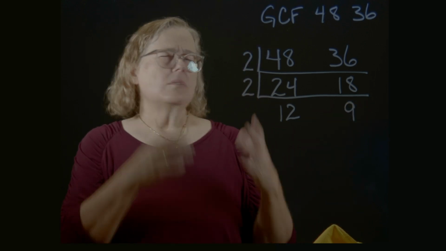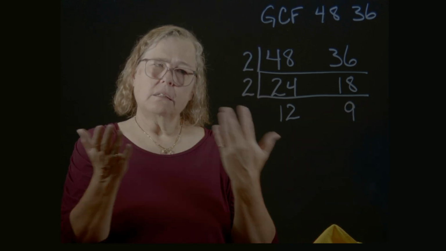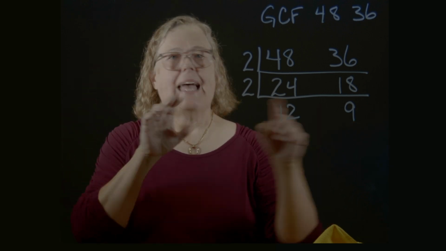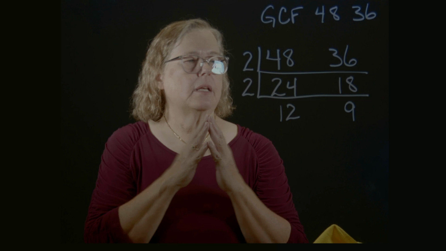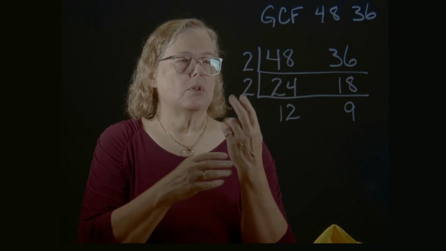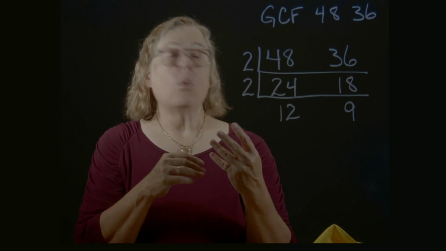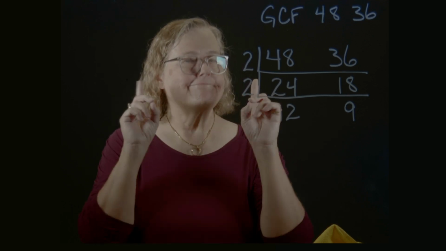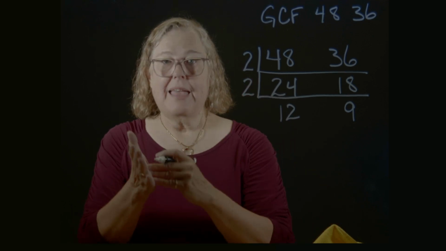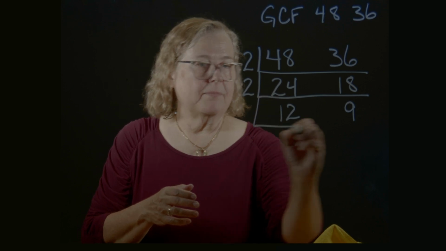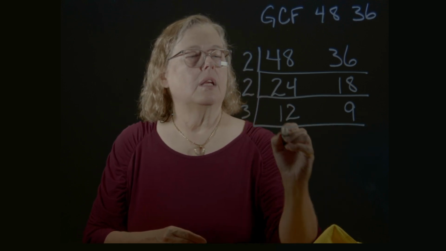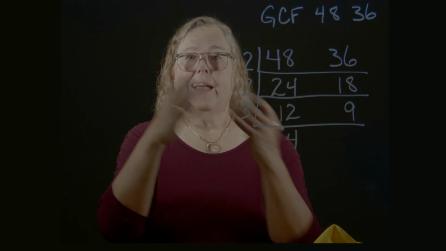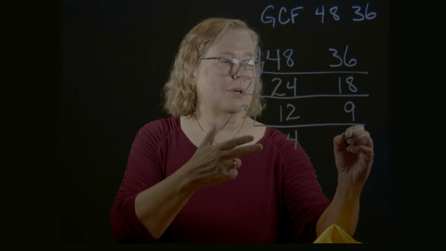All right. So now, can I divide out 2 again? 12, yeah, I could. But I cannot with the 9 because 9 is not even. Okay. So now we're going to try 3. 12 divided by 3, yeah, that works. 9, does 9, yep, 9 divided by 3 works. So now we'll do it again with 3. So 12 divided by 3 is 4. 9 divided by 3 is 3.